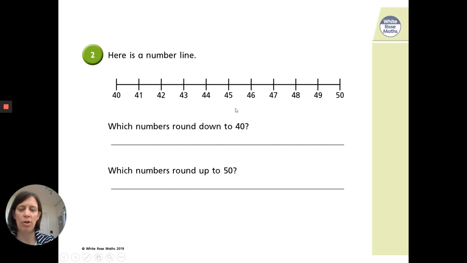But if you remember, the rule in rounding is that we have a look at the ones when we're rounding to the nearest 10. And if it's a 5, 6, 7, 8 or 9 in the ones column, you always round up. And if it's a 1, 2, 3, 4, then you round down. So 45 would round up to 50. So the numbers that round down to 40 are 40, 41, 42, 43 and 44. And the numbers which would round up to 50 are 45, 46, 47, 48, 49 and 50.